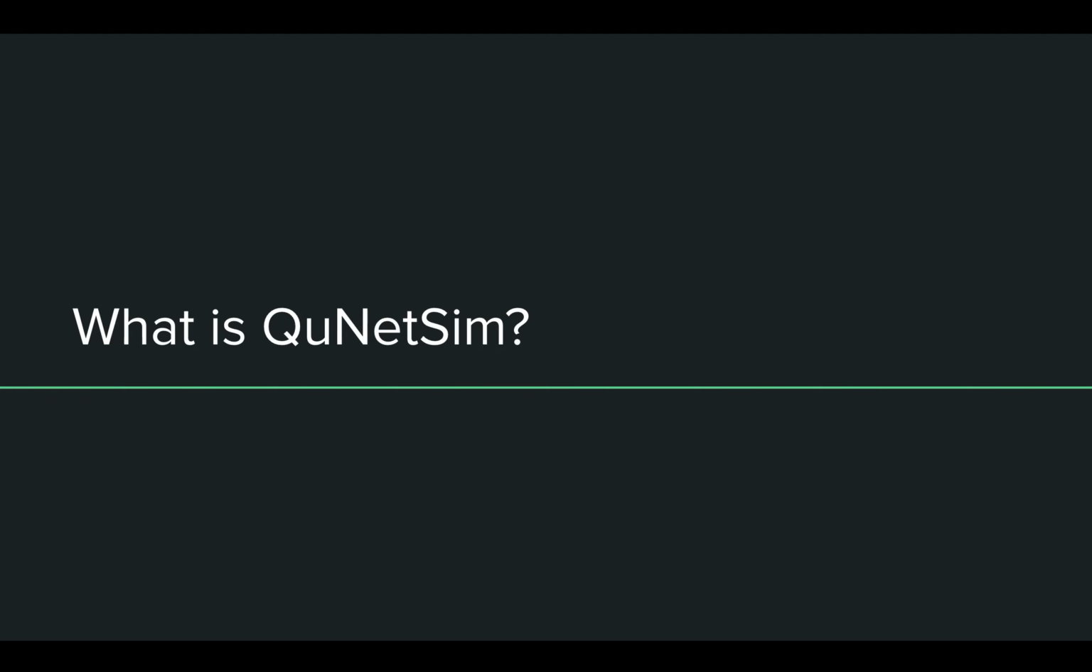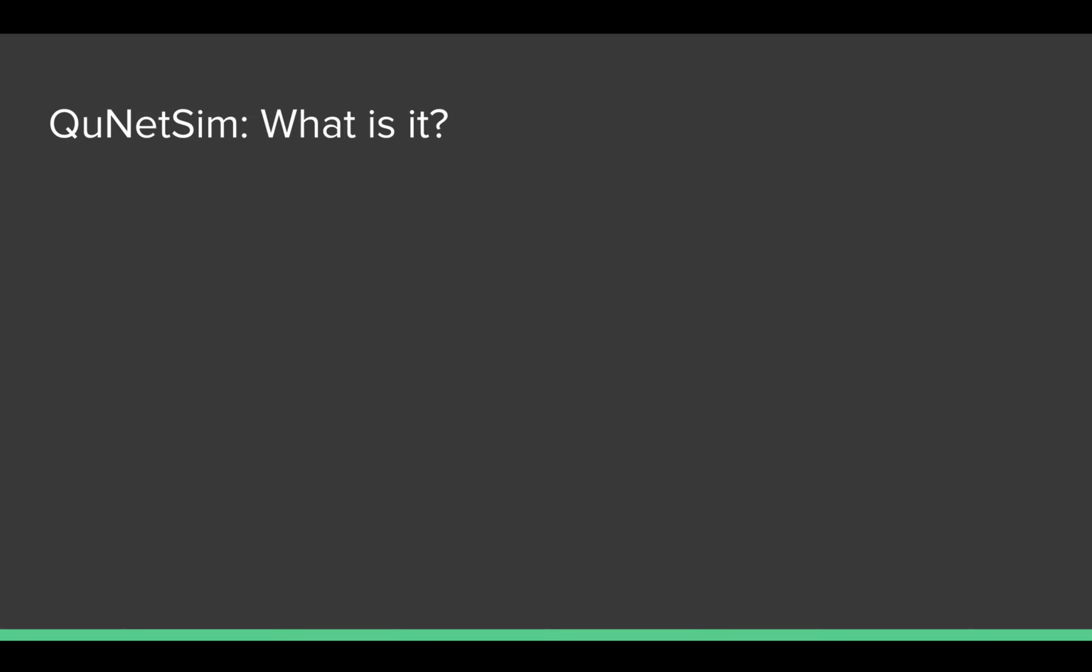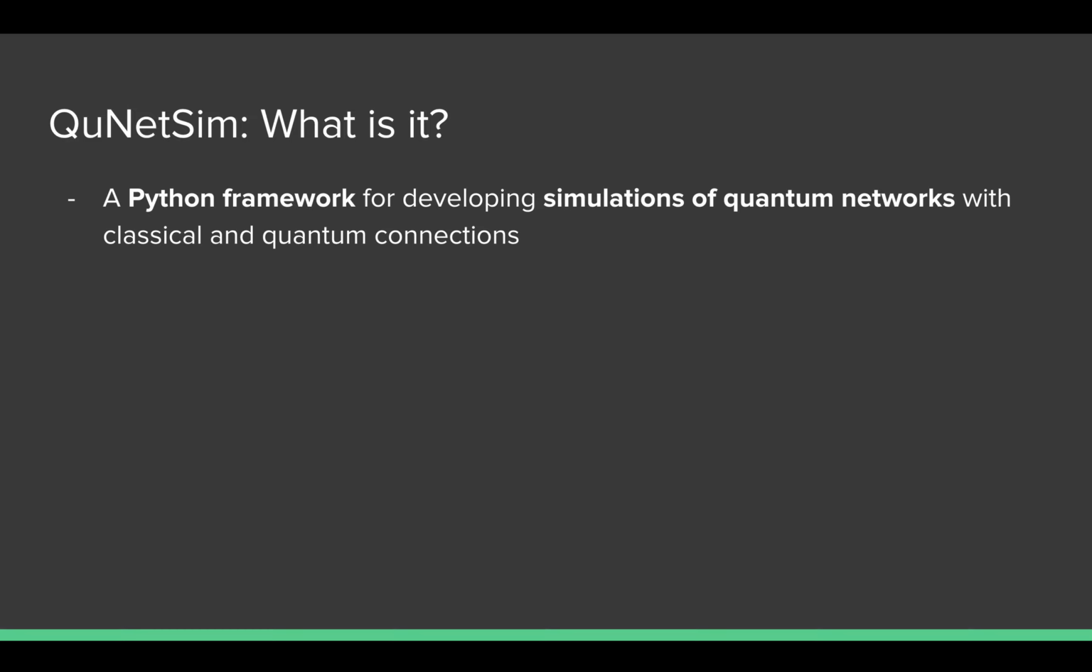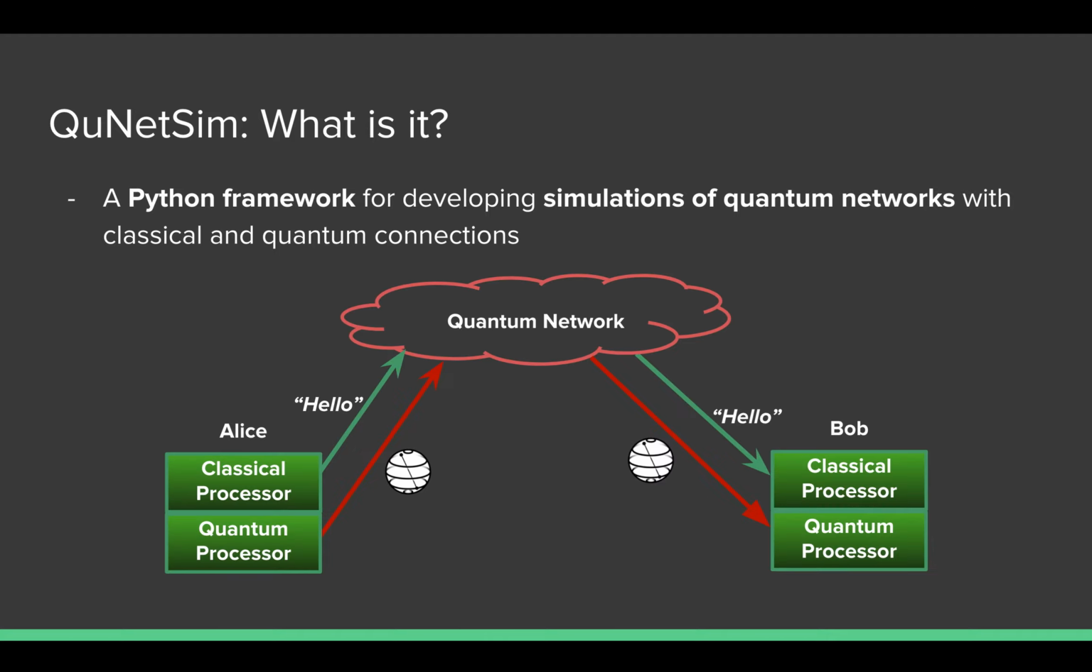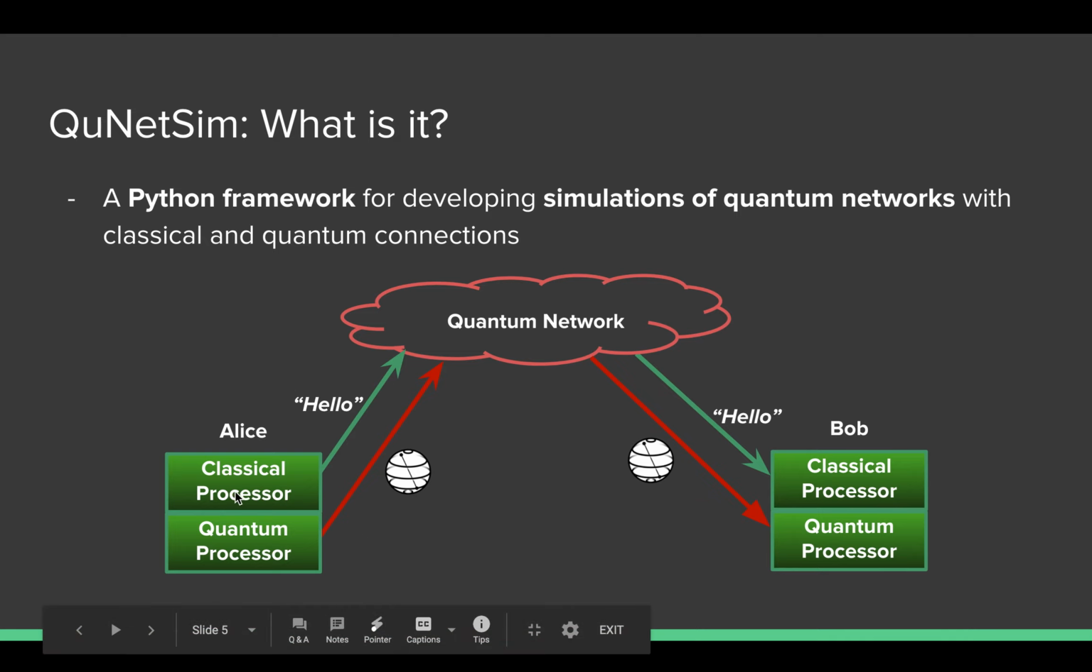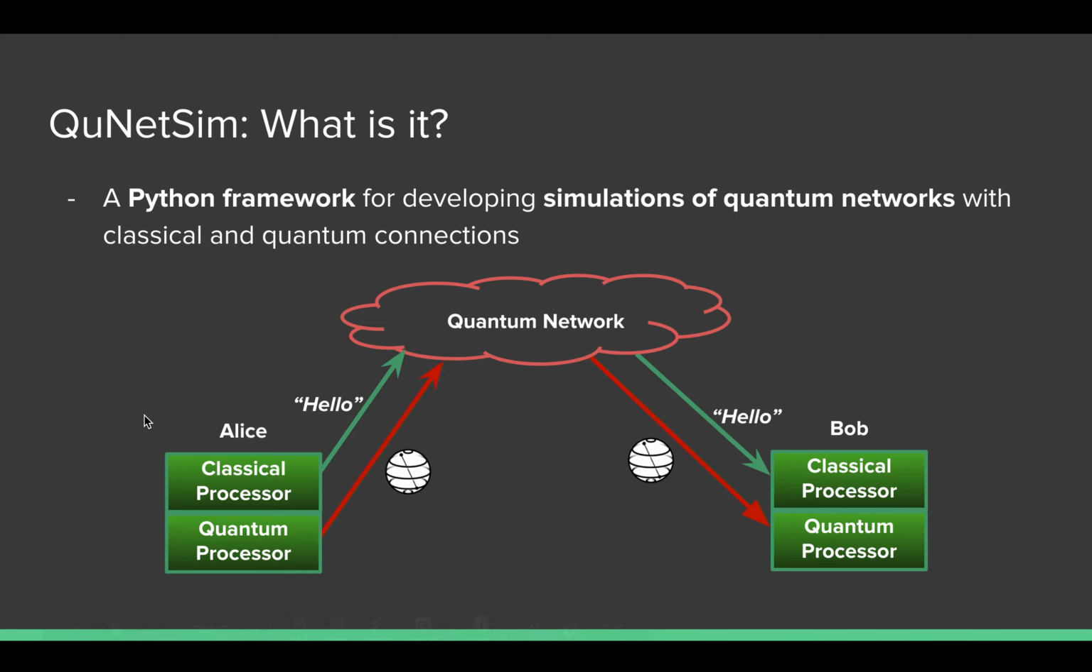So then we get into QuNetSim. QuNetSim is a Python framework for developing simulations of quantum networks that have both classical and quantum connections. You can see this in the picture. We again have two communicating parties, Alice and Bob, and they can communicate both classical and quantum information in this network. We saw this picture before. We have the nodes in the network routing the information, and in this case the nodes can route both classical and quantum information.